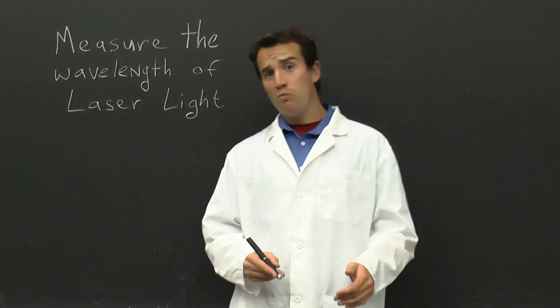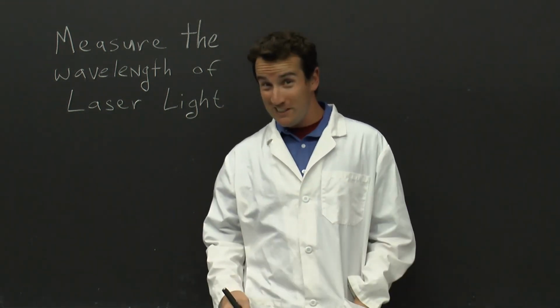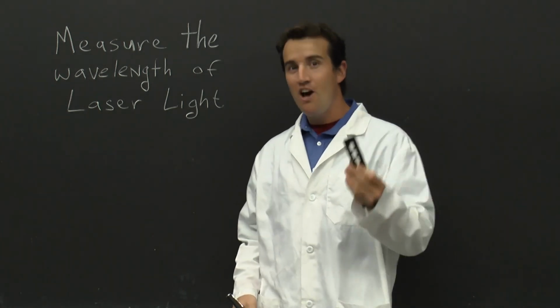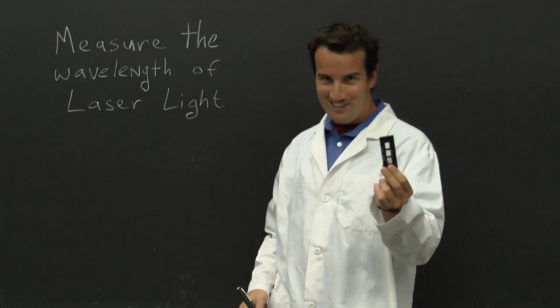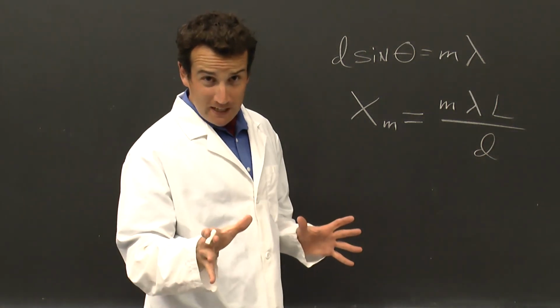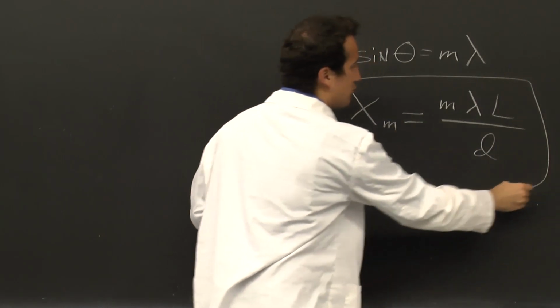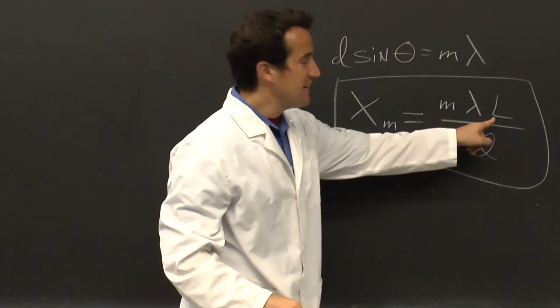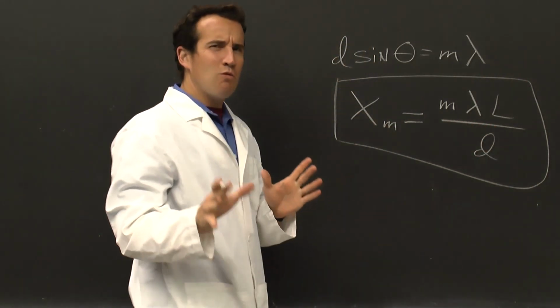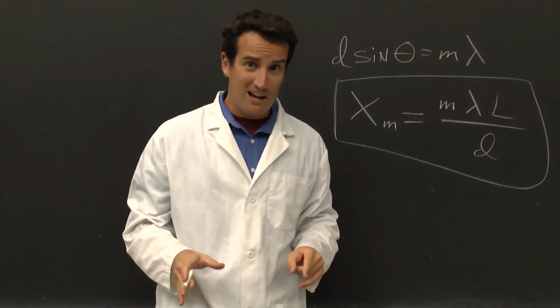In today's video, we will demonstrate how to measure the wavelength of laser light, and we'll be doing it with a diffraction grating of known line density. Now before we begin, you're going to need to know the diffraction formulas. I prefer the second formula because it's easier to measure lengths than angles. Now I won't be deriving these formulas for you, that's for textbooks, but I will show you how to use them.